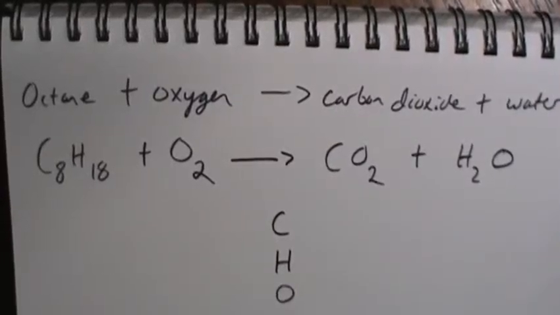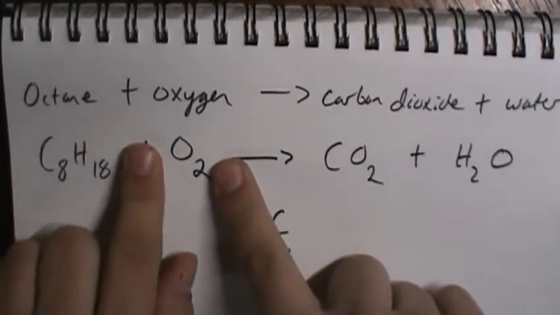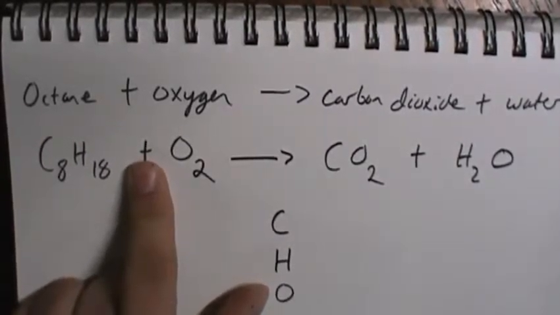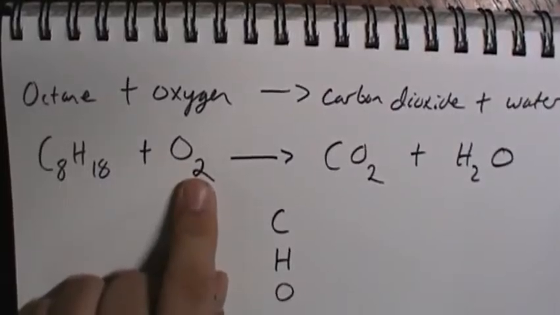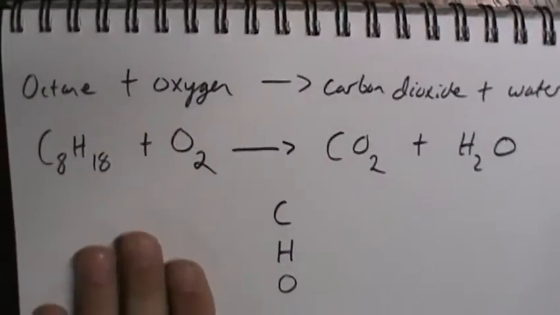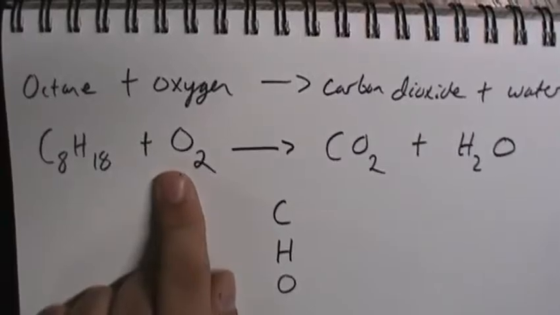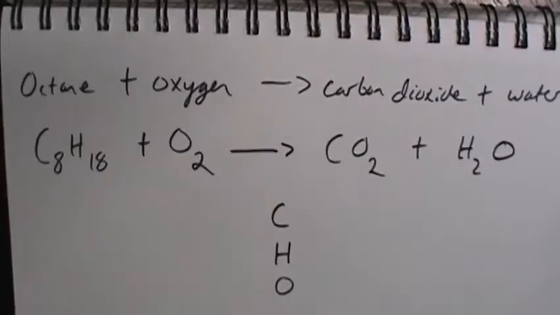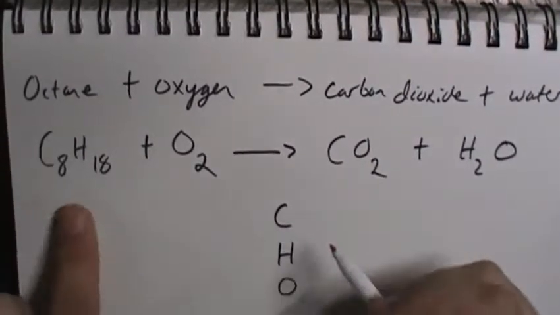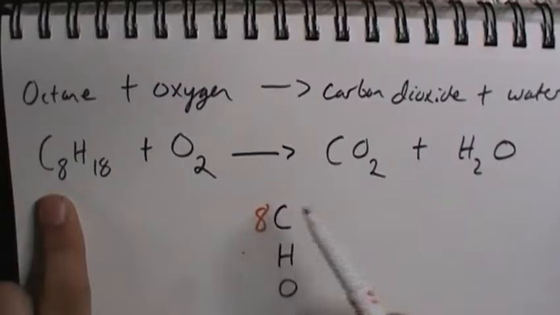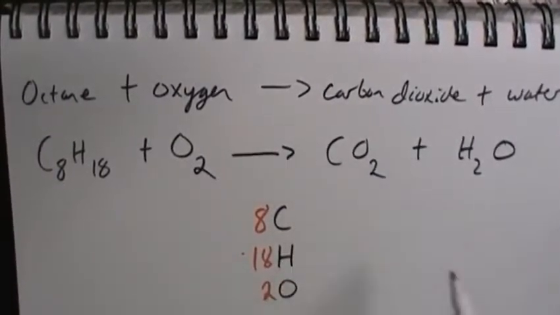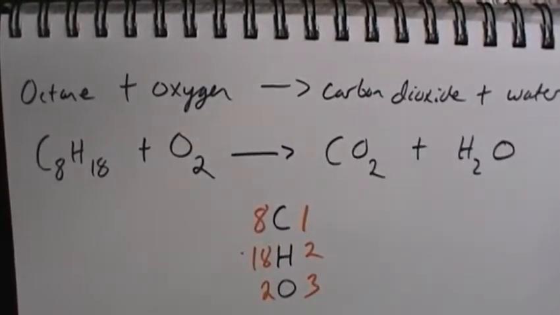The reason is that oxygen occurs by itself. And when oxygen occurs by itself, if we put any coefficient in front of it, it's not going to affect anything else on this side. No other element will be affected by this coefficient, which means it's not going to mess anything up by putting it there. So we'll save it for last because it'll be easiest. Let's count. We have 8 carbons, 18 hydrogens, and 2 oxygens. We have 1 carbon, 2 hydrogens, and 3 oxygens.